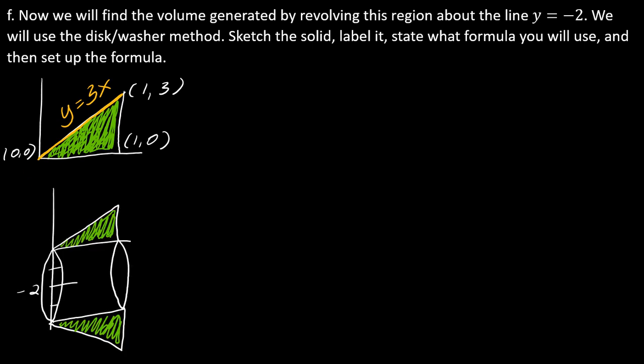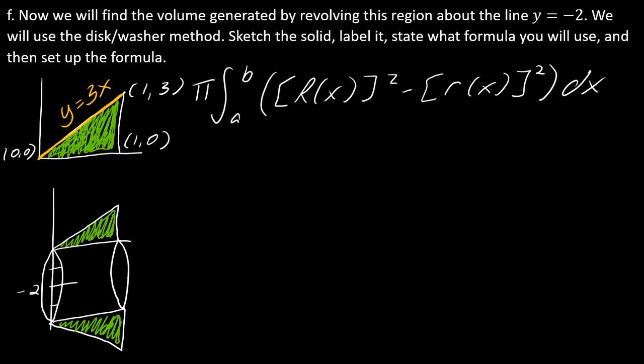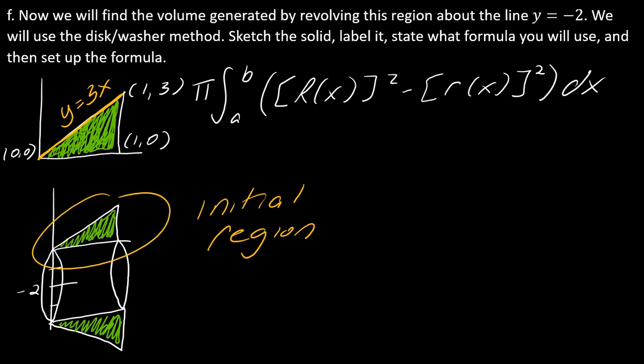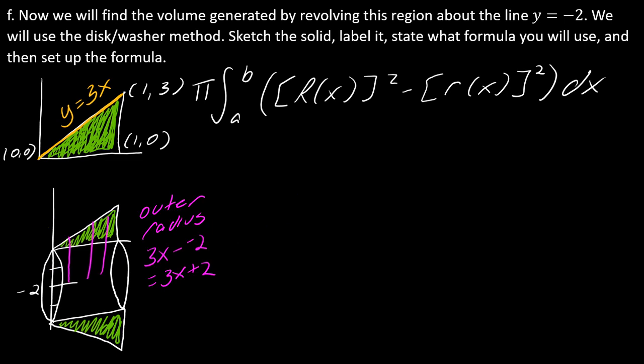So here's my solid. Since I'm rotating about something that is parallel to the x-axis, I set up everything in terms of x, and then remember, this is where my initial region starts from. So this is how all my calculations, when I'm coming up with my outer and inner radius, this is what I'm using for my top and bottom calculations.